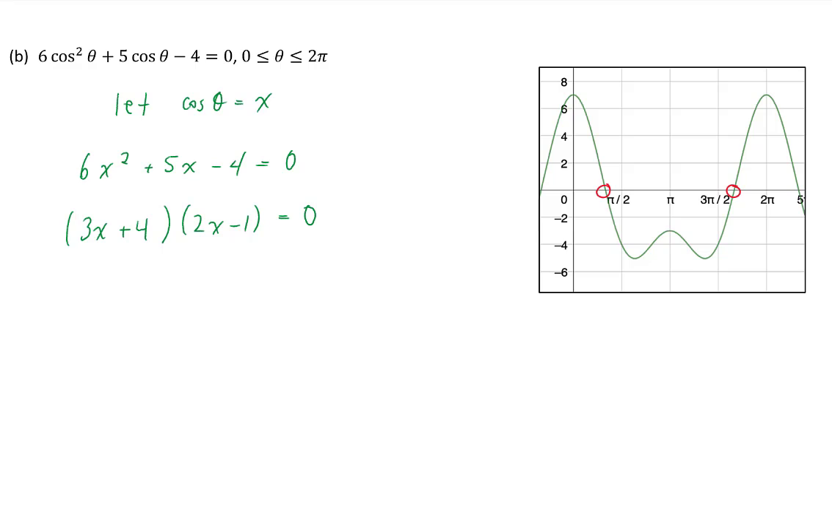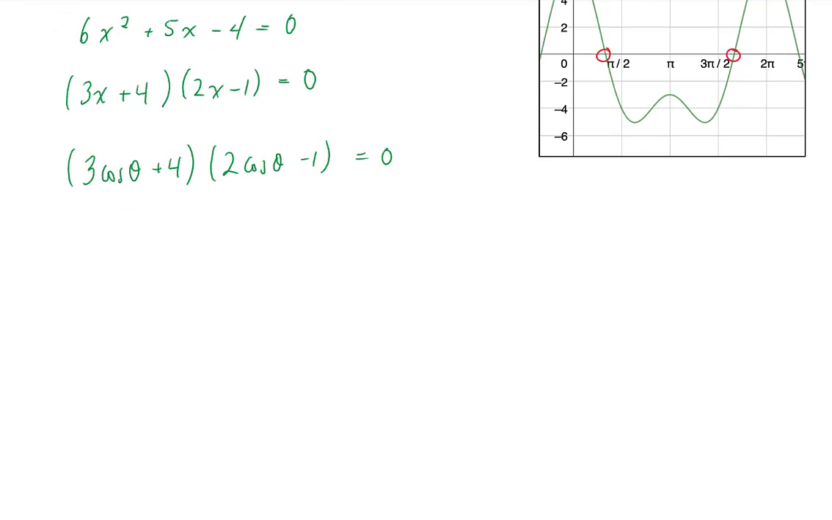Factoring gives us 3x plus 4 times 2x minus 1. And then if we put cosine back into the equation, we end up with 3 cosine theta plus 4 times 2 cosine theta minus 1 all equals 0. And just like a quadratic, we're going to solve for where each of these factors equals 0. Isolate these expressions for cosine.